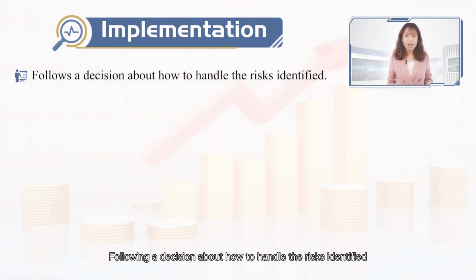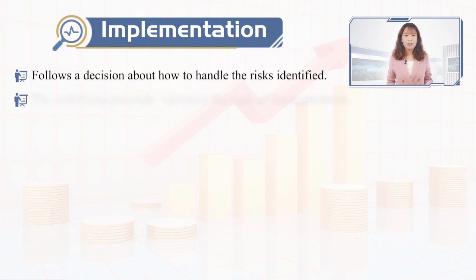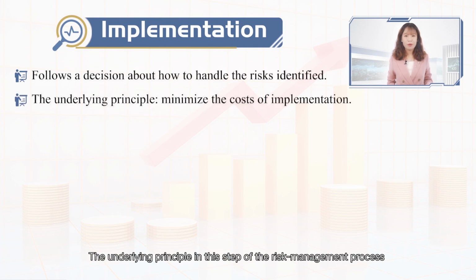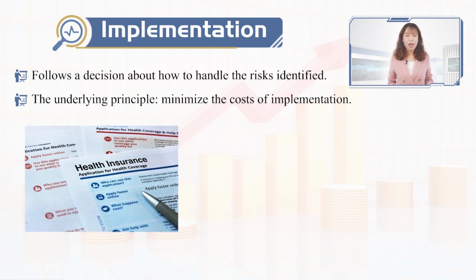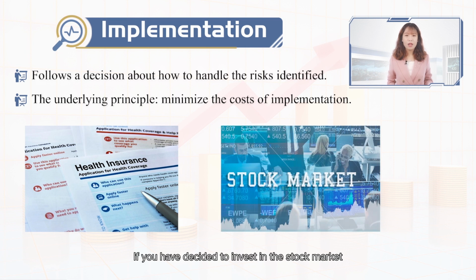The next step of risk management process is implementation. Following a decision about how to handle the risks identified, one must implement the techniques selected. The underlying principle in this step of risk management process is to minimize the cost of implementation. For example, if you decide to buy health insurance of a certain kind, you should shop around for the lowest cost provider. If you have decided to invest in the stock market, you should compare the costs of doing so through mutual funds or buying stocks through a broker.